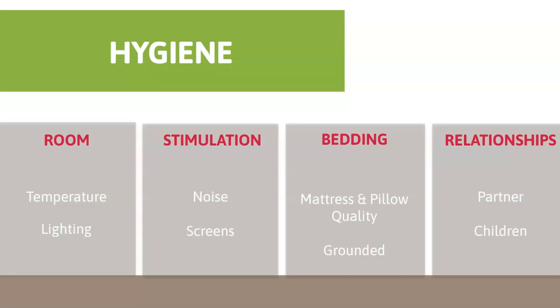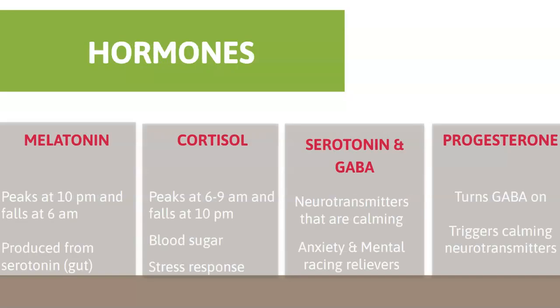So setting some boundaries for sleep in the relationship area can be really helpful. And then the last one, hormones. We'll get into a little bit of science here, but hormones involved in sleep are melatonin, cortisol, serotonin, and GABA, which are really neurotransmitters, and progesterone.